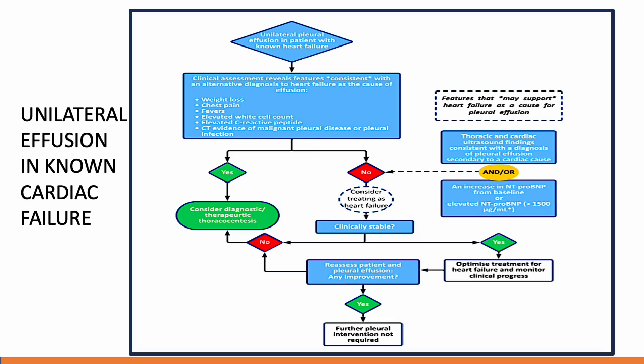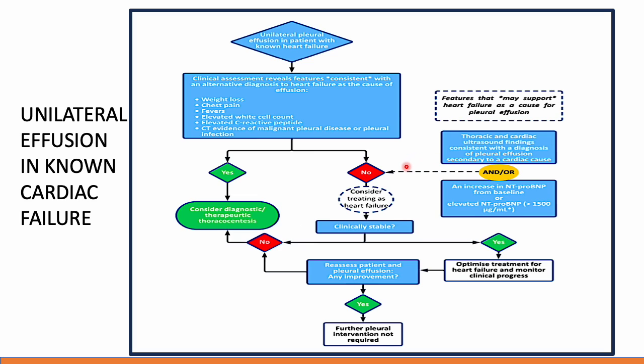So, whether the patient had fever, whether he had pneumonia, whether there was weight loss, whether there was an acute fever, chest pain, elevated WBC count, elevated CRP, or could it be another cause of this unilateral effusion? For instance, could it be a malignant effusion or a pleural infection? Now, if that is yes, then you would obviously, because it's some other cause, do a diagnostic or therapeutic thoracentesis. What happens if this is not true?